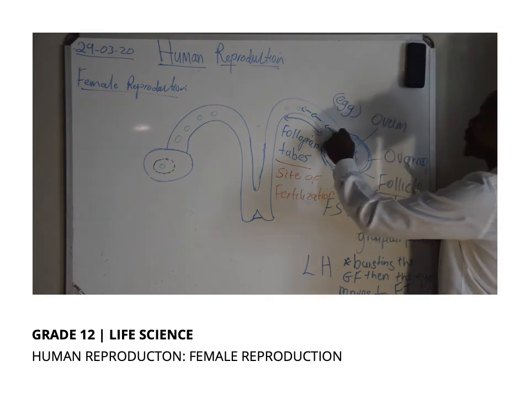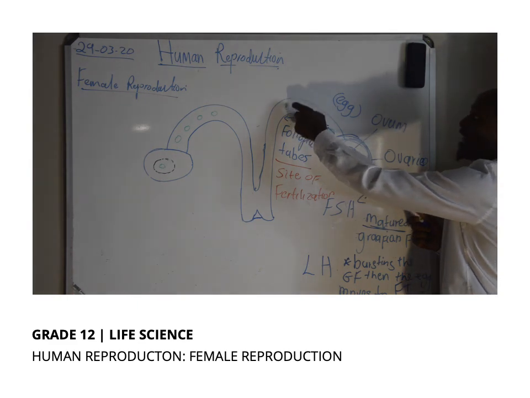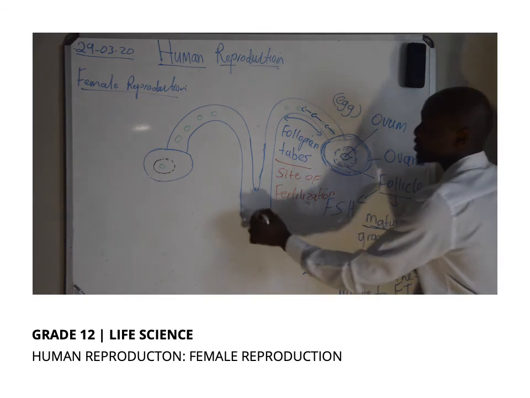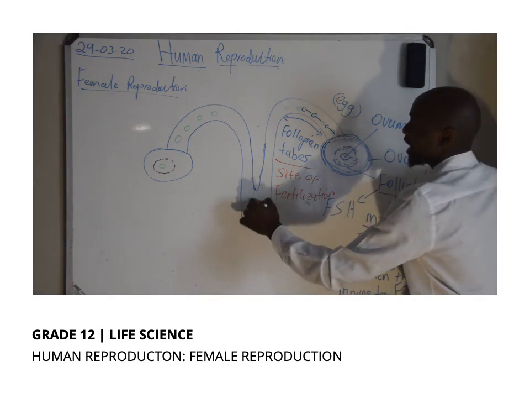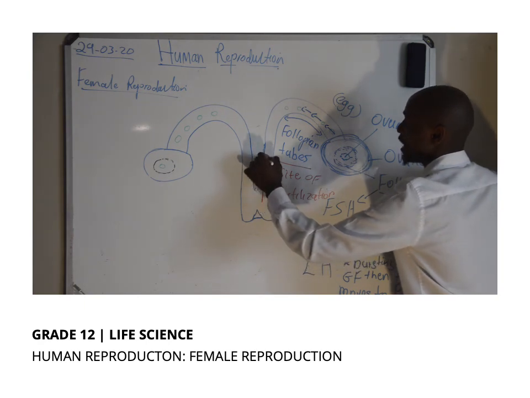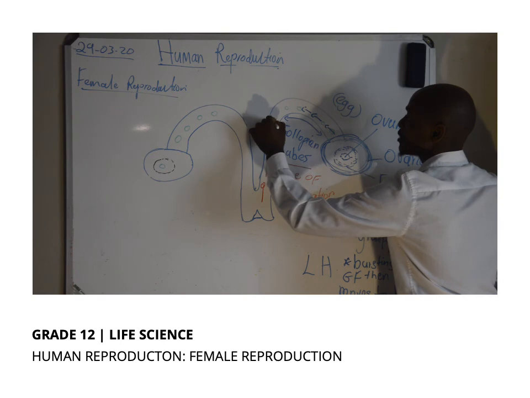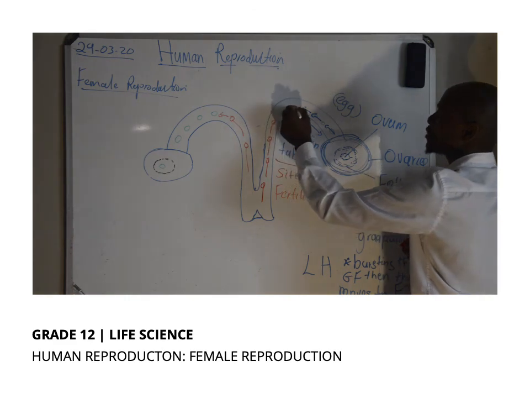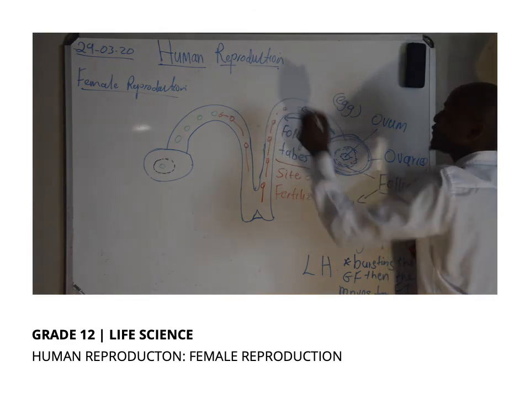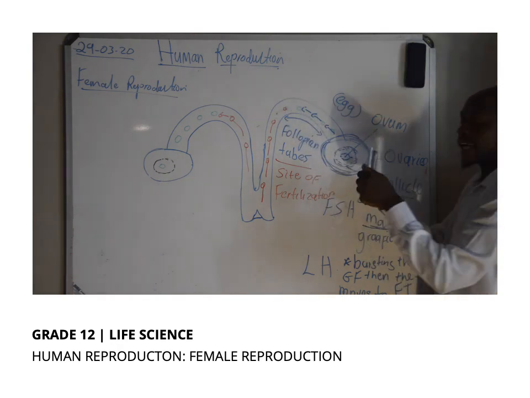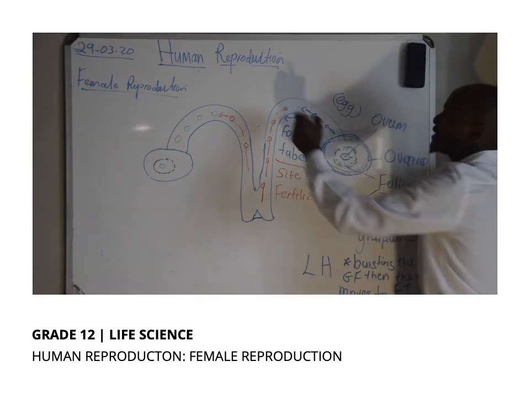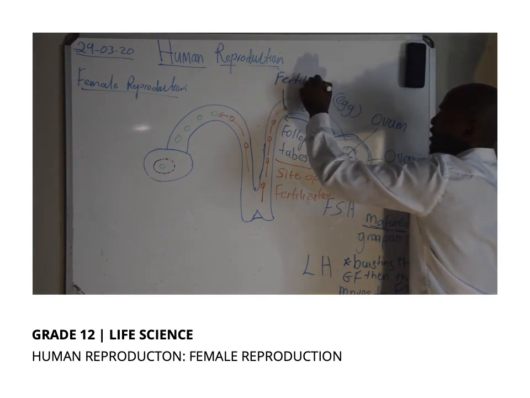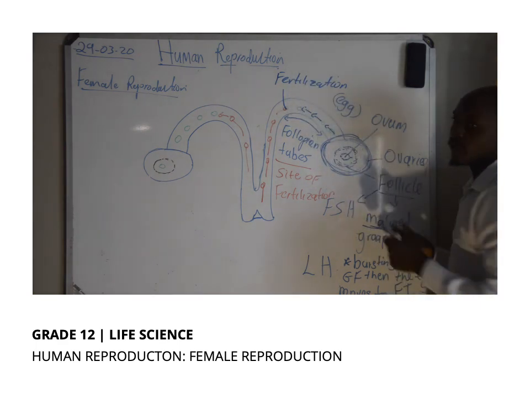Then once the egg moves to the fallopian tube, which is a site of fertilization, the egg is now waiting for what? It is waiting for sperm to come in. Now let's assume that copulation takes place and then the sperm goes in, swims inside the woman. It swims to the what? To the fallopian tubes. Once the sperm swims to the fallopian tubes and meets the egg, then fertilization takes place. Once the egg and the sperm meet, we call that what? Fertilization. So fertilization takes place in the fallopian tubes.